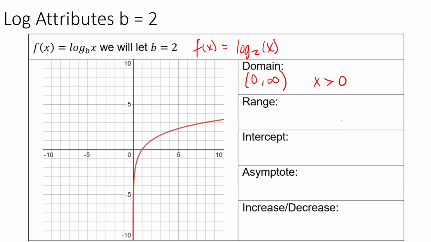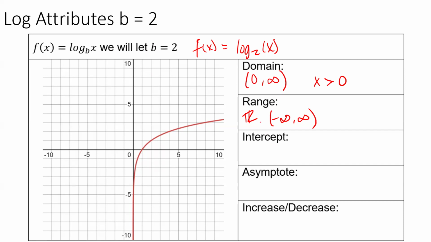Okay. My range, bottom to top, what is taking place? All real numbers, which means that we go from negative infinity to positive infinity. Correct? Parentheses, parentheses, parentheses. Everything's parentheses. You can never use brackets on infinity. You can't contain something that goes on forever.